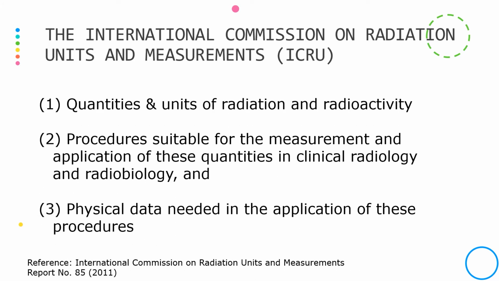First, quantities and units of radiation and radioactivity. Second, procedures suitable for the measurement and application of these quantities in clinical radiology and radiobiology. Last, physical data needed in the application of these procedures, the use of which tends to assure uniformity in reporting. The Commission also considers and makes recommendations for the radiation protection field. In this regard, it has close cooperation with the ICRP, or the International Commission on Radiological Protection.